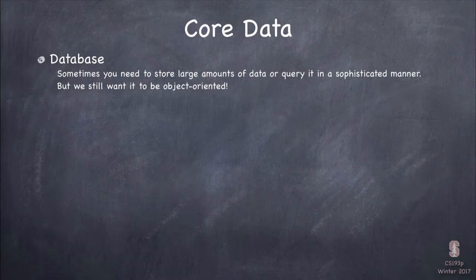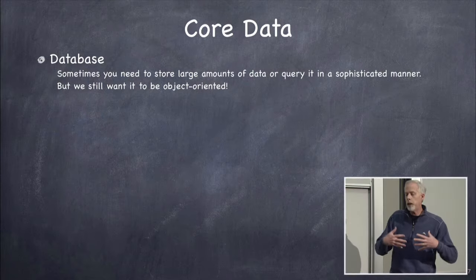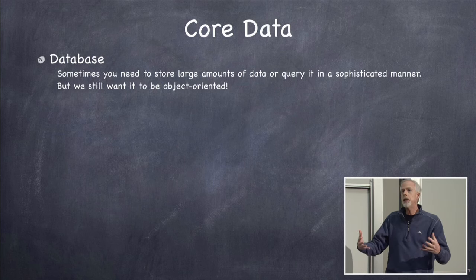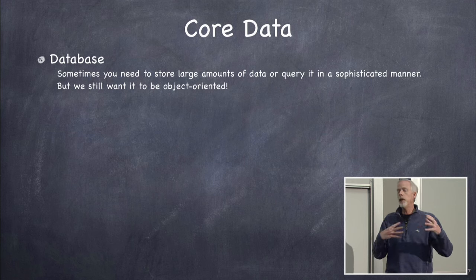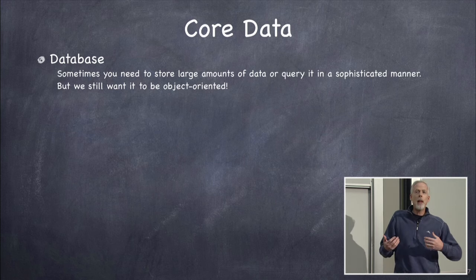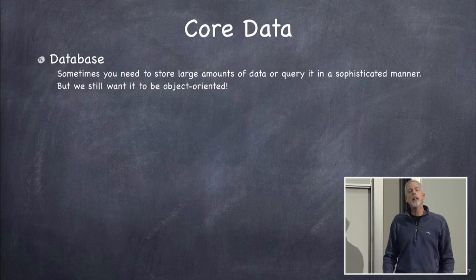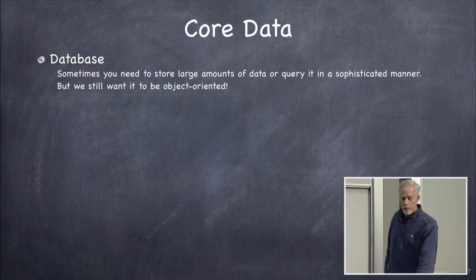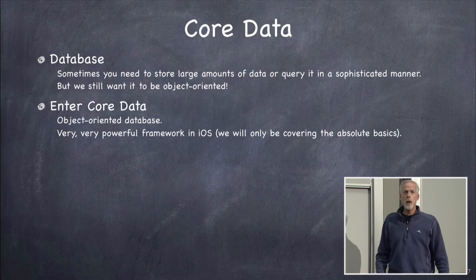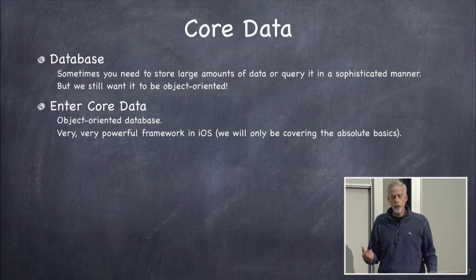So when do you need a database? Well, you need a database when you have a large amount of data, and especially if you want to make queries into that data and find out things about that data and the relationships between all the things in there. You really can't do that by making a big dictionary or a big array and searching through it. You need a database. And so there's a lot of technologies for databases out there, but most of them are not object-oriented. So we have this framework that Apple provides called Core Data.